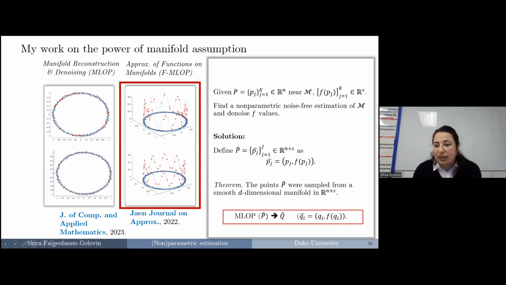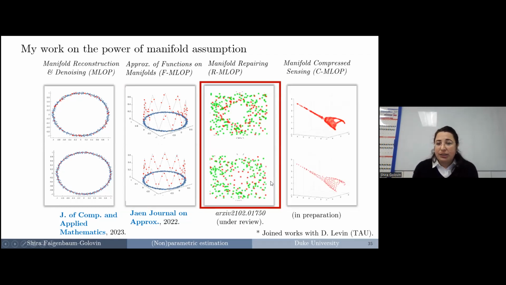and create a new set of points Q hat, which can be split into the denoised version of the points from the manifold, as well as the denoised version of the function values. And we see how, with minimal effort, we are able to address this very complicated question that was studied for decades in high dimension. The other question that I addressed is manifold repairing.